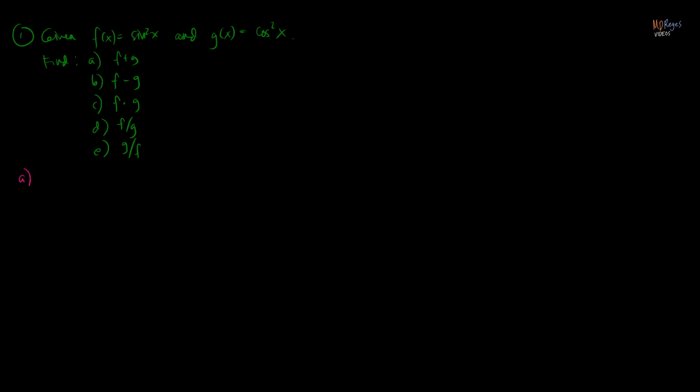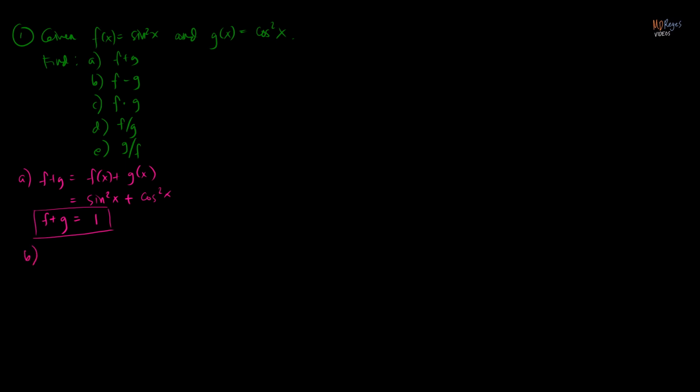So to answer A, f plus g means f of x plus g of x. The expression defining f of x is sine squared x, and the expression defining g of x is cosine squared x. As you can see, sine squared x plus cosine squared x is an identity. It's actually a Pythagorean identity, which is equal to 1. Can we review the trigonometric identities that you have already encountered? So this is equal to 1, and this is f plus g.